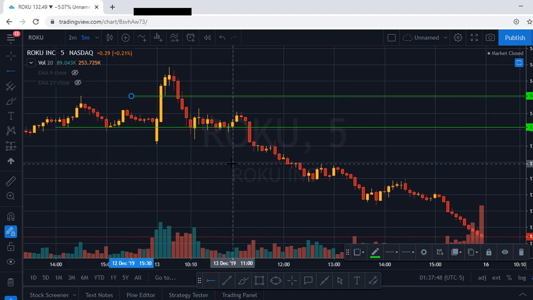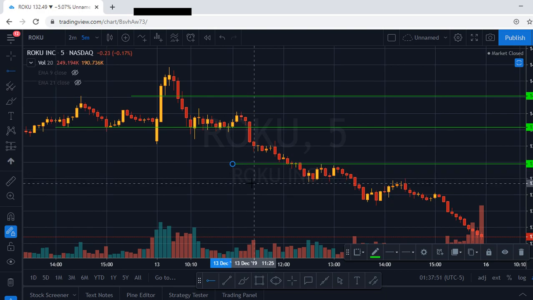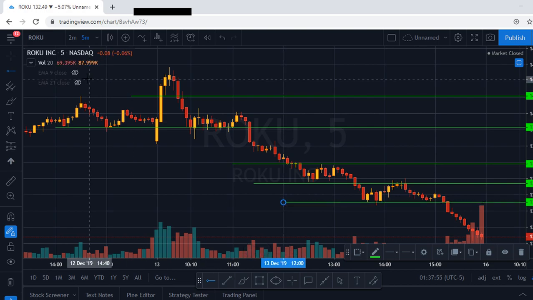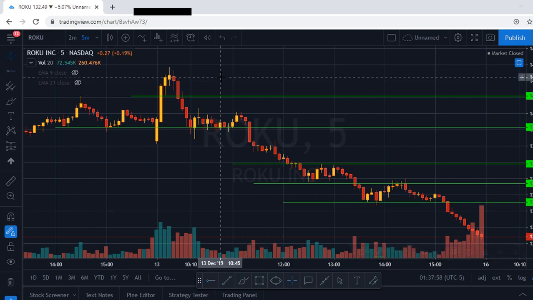So quickly, we're going to add our support and resistance levels. Sorry for the silence, I'm just trying to get these in. All right, so we got some quick levels. Not all of them are going to be perfect, of course, I'm just sketching them out.